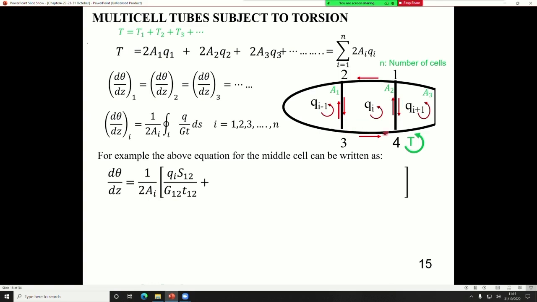Now I go around this section, say the origin of the curvilinear coordinate system is here for this cell. Now I'm finding q ds multiplied by Gt. Say the top one, 1, 2, is made of a material with shear modulus G12, and the thickness of 1, 2 as well, so Gt is sorted. Now we move on to the top. What is ds? It's starting from this point and ending at that point. It's the length of the panel, so I write it as s12. What is the shear flow in panel 1, 2? Panel 1, 2 is subject to a shear flow of qi. So qi s12 divided by G12 t12 gives me this integral for panel 1, 2.